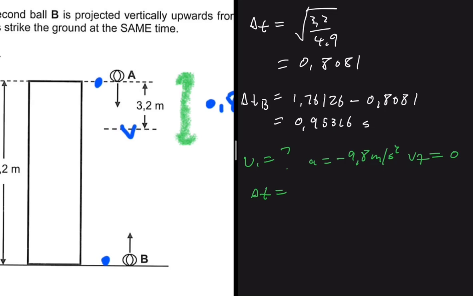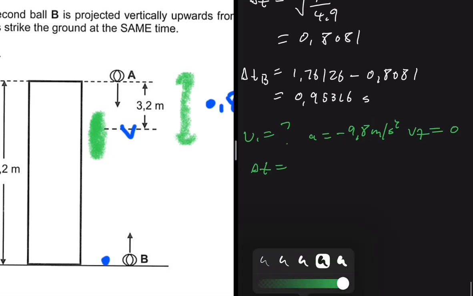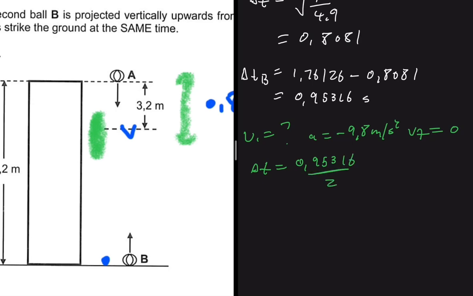because the time taken from ground to the maximum height shall be the same as the time from maximum height to the ground. It is actually wrong for me to put this dot here. We don't know how high ball B is above the ground at maximum height, right? So if we divide that total time by 2, we have 0.95316 divided by 2. Let me just put that in my calculator real quick. I'm getting 0.4765. So now I have delta t.